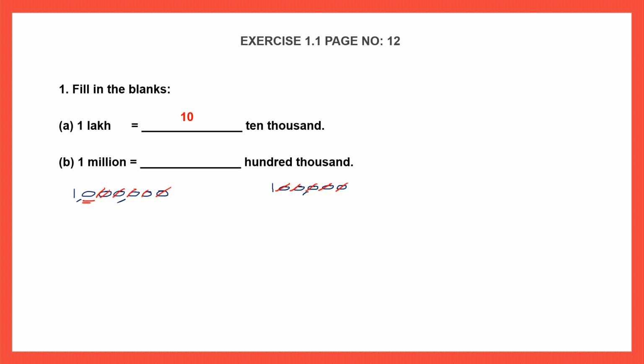So if we have to get 1 zero more in 100,000 to make it 1 million, we have to multiply by 10. Only then you can add that 1 zero. So question B, 1 million equals 10 times 100,000.